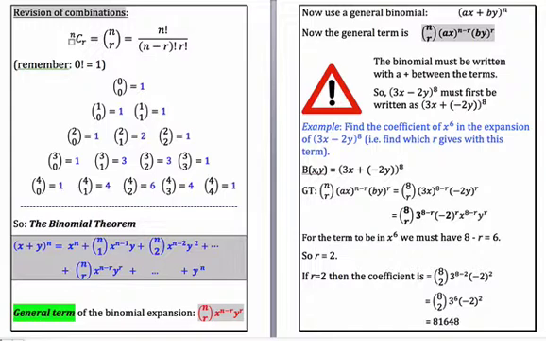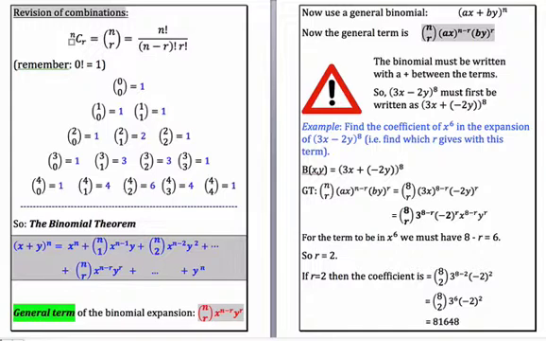Instead of x plus y to the n, let's expand the binomial ax plus by all to the n. And if we do that, the general term just gets the a and the b added in along with the x and the y. There's nothing too complicated here. But there is one really important point that I can't stress enough. The a and the b must go inside the brackets so that they are also raised to the power. If you don't put those brackets in, you're going to come to grief. So that's really important.